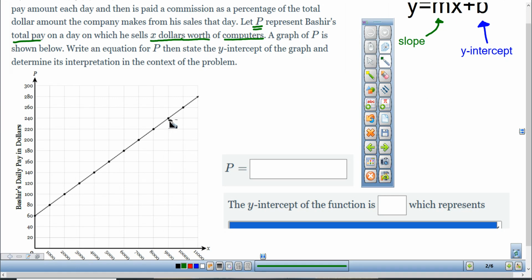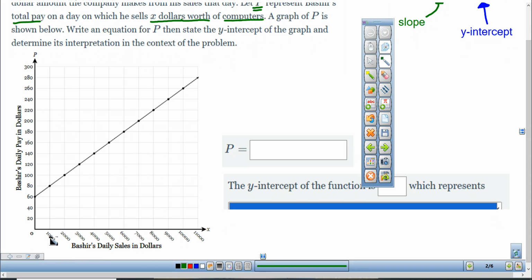So here's what we have. We have a graph. We can see that according to the graph, if Bashir sells $4,000 worth of computer equipment, then Bashir would make $140 on a day when that happened. If Bashir was able to sell $7,000 in computer equipment, then on that day he would make $200. So we know a couple things. As he sells more stuff, he gets more money.